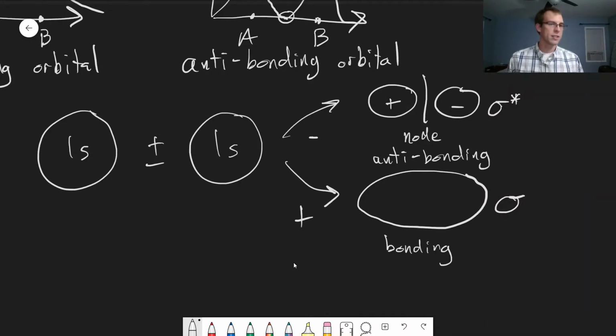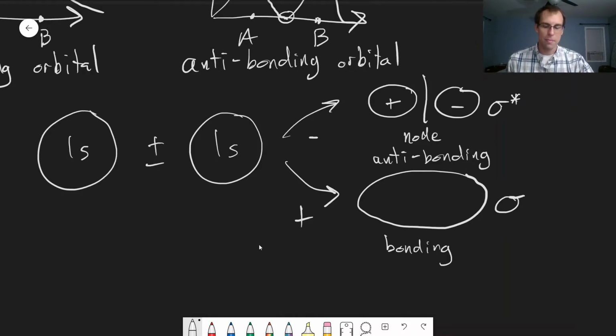Now, just to get into some of this terminology here. The same sort of thing is going to happen with H2. We're going to end up with a bonding and anti-bonding orbital. The difference with H2 is that now we have 2 electrons that would go in the bonding orbital and 0 electrons in the anti-bonding orbital.